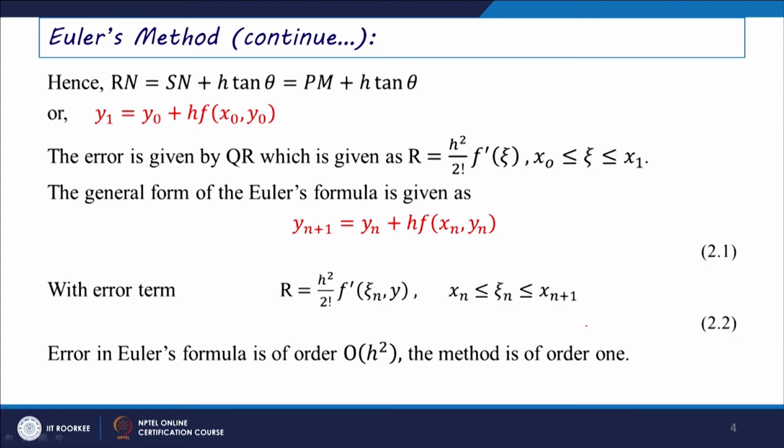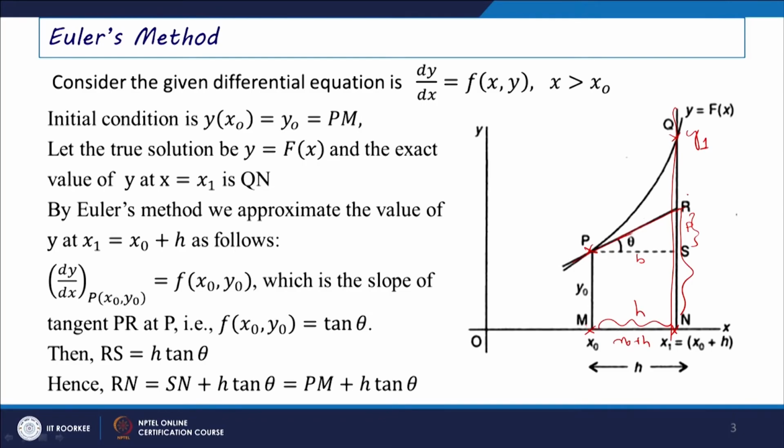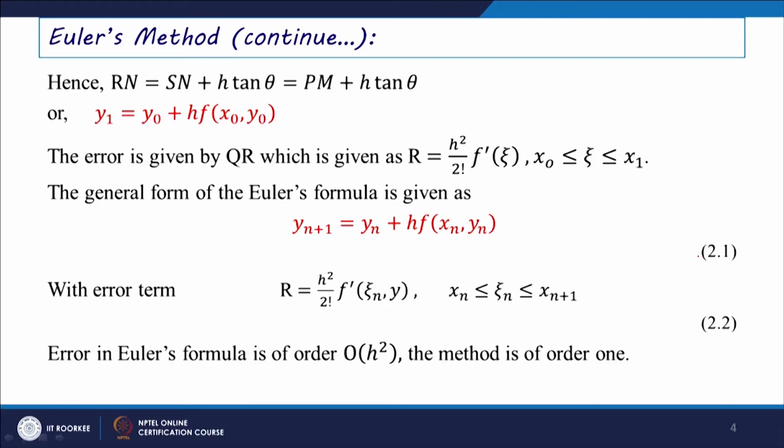And the error associated with this value is given by QR, which is r equals h square by 2 factorial f dash of zeta here. If you look at this picture, the error means the improvement that is taken from y0 to y1. So for that, if you consider this difference, that is nothing but h square by 2 factorial f dash zeta here. So the general formula of Euler's formula can be written as yn plus 1 equals yn plus h f of xn and yn here.